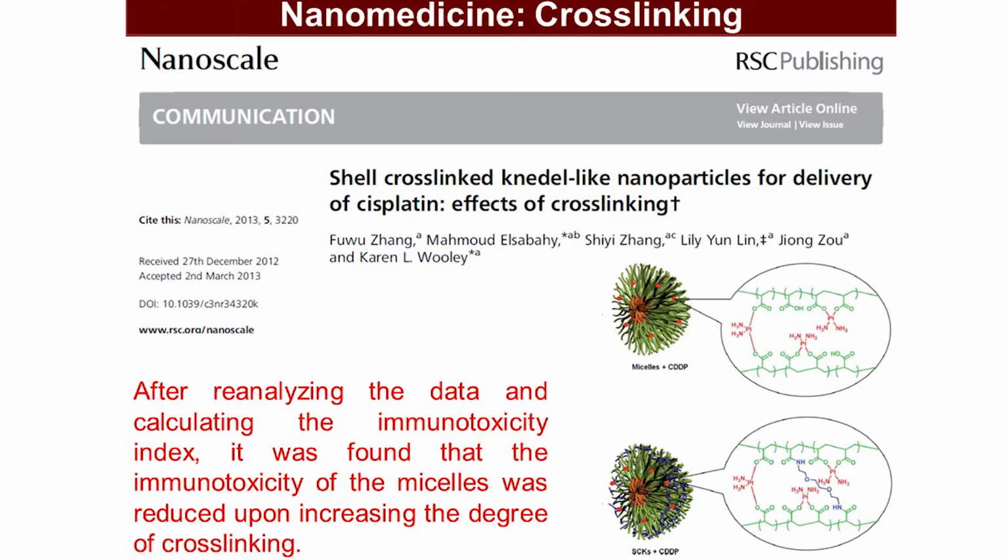In this study, we have loaded biodegradable nanoparticles with cisplatin, which is an anti-cancer drug, and studied the effect of cross-linking on the immunotoxicity of the nanoparticles. And in this case, the difference between the two types of nanoparticles was small. So when you compare every cytokine, the difference was really small. So at that time, when we compared the number of induced cytokines, we got to the conclusion that the nanoparticles with higher degree of cross-linking have more immunotoxic effect. Although this was contrary to what we have observed before and what people have observed before.